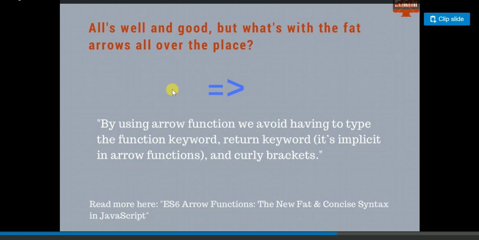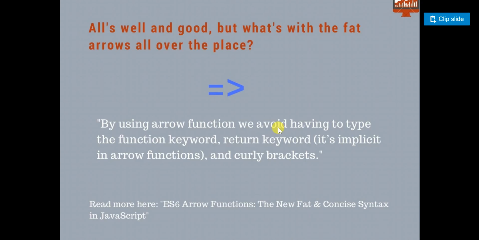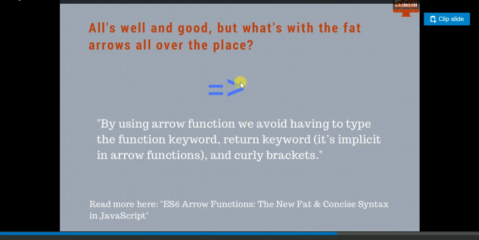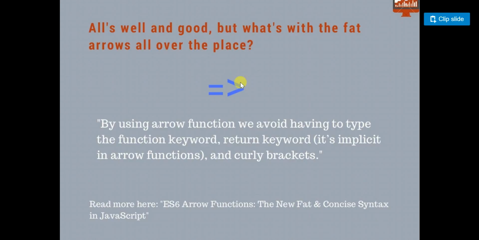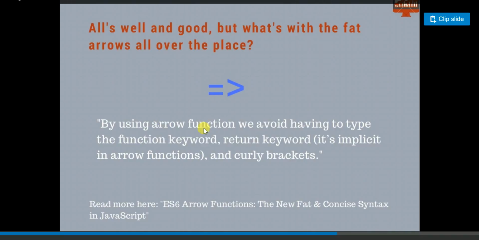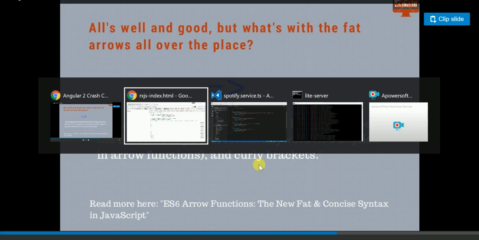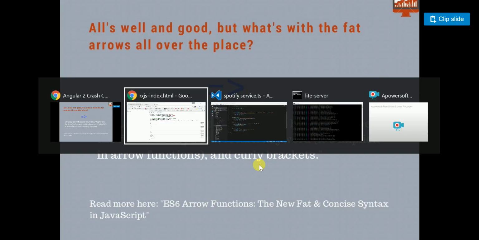Okay, and finally we say here, all's well and good, but what's with the fat arrows all over the place? These fat arrows over here are actually part of the newest version of JavaScript. By using arrow functions, we avoid having to type the function keyword, return keyword, and the curly brackets. You can read more about arrow functions. They're one of the most popular features, apparently, of the newest version of JavaScript.